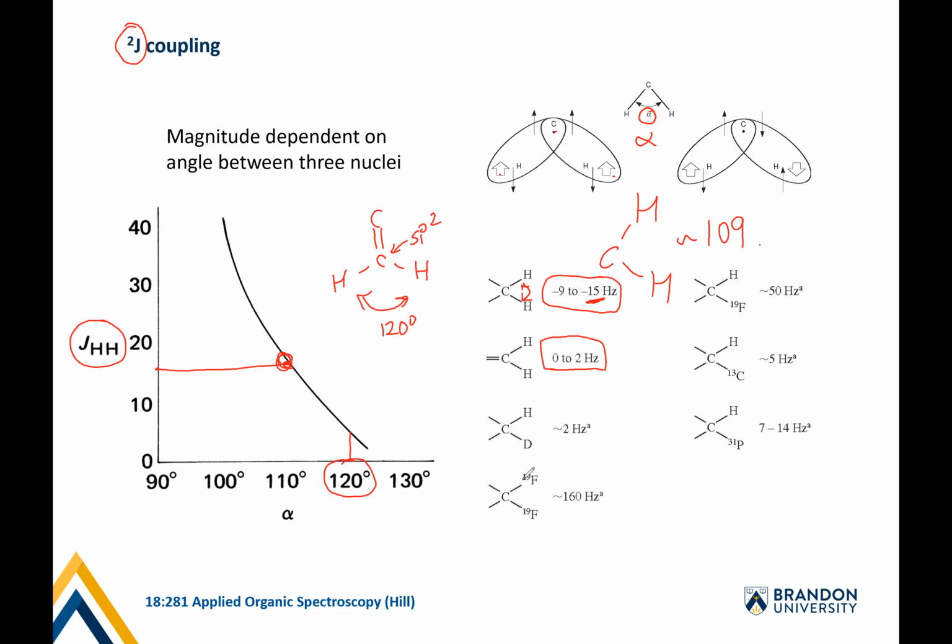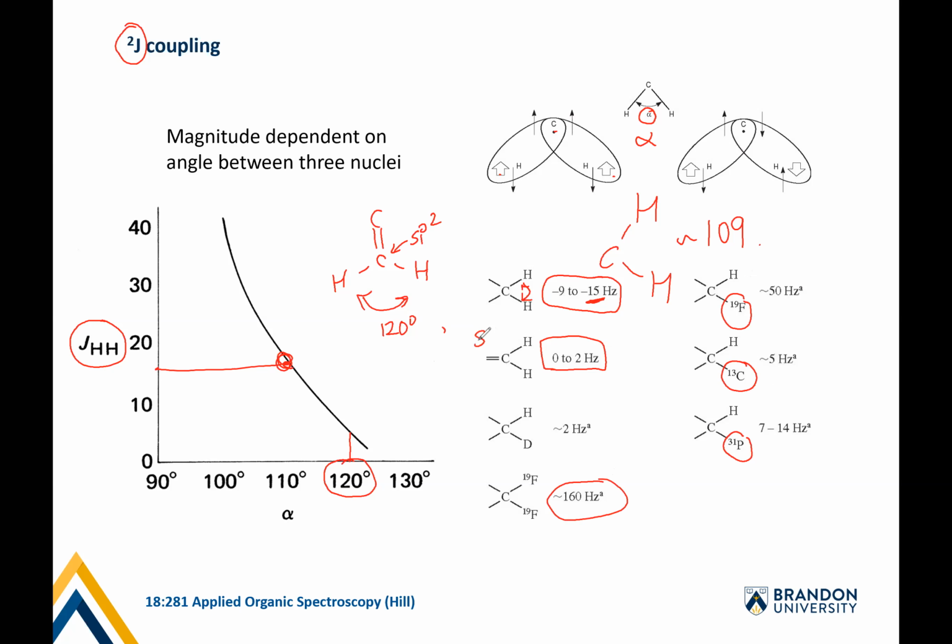And there's some other values, like if you actually do have a radio labeled C13 or a phosphorus or a fluorine. Fluorine's got really large coupling values. But what we're really interested in is proton-proton. And so these are the two real examples of vicinal coupling, or sorry, geminal coupling.